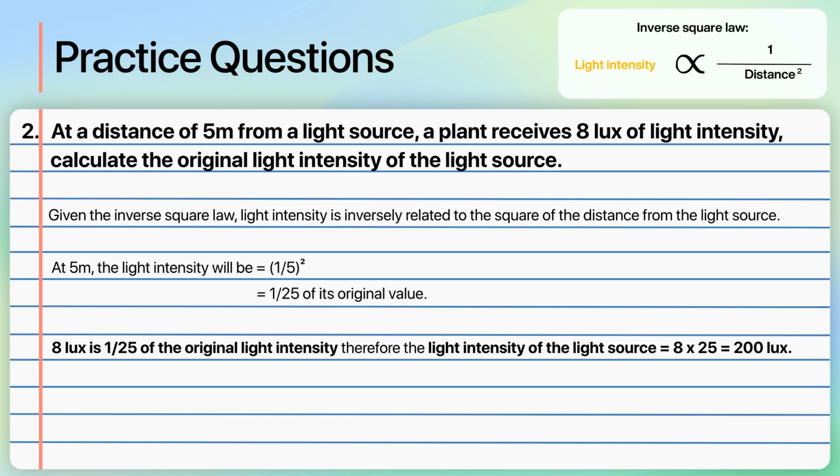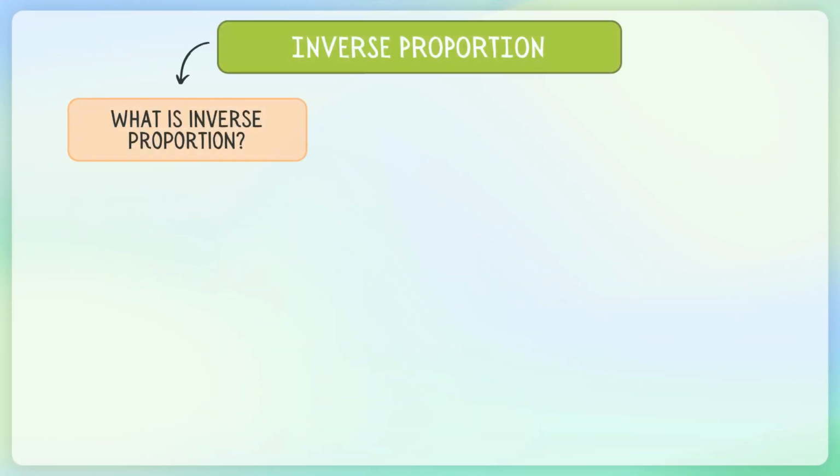To answer this style of exam questions, make sure to remember how to use the inverse square law and its importance in the context of photosynthesis. In today's lesson, we examined the concept of inverse proportion and its application in the context of photosynthesis, specifically through the inverse square law of light intensity.